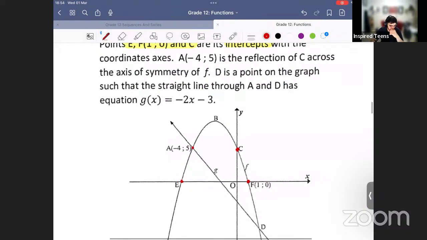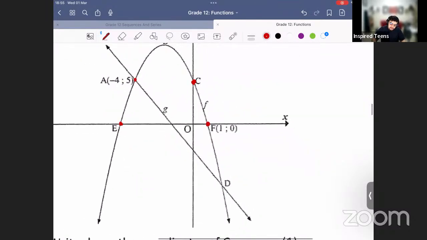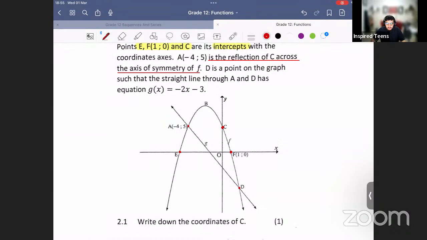We'll get to that as well, how we need to make sure we see the relationships, but anyway. So yes, A is (-4, 5), its coordinates are in the graph, so that's fine. A is a reflection, so the point A (-4, 5) is a reflection of C across the axis of symmetry, right? So that's a bit of a confusing part, which we'll go through. D is a point on the graph such that the straight line through A and D has the equation y = -2x - 3. So we can clearly see that D is another intersection point between these graphs. Therefore, we know that this graph g of x, which is the straight line, passes through this parabola twice.